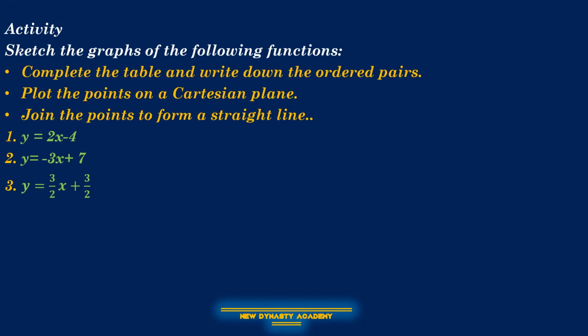Then moving forward, that is the last slide there. The last slide here, it is your activity. It reads here: sketch the graph of the following functions, complete the table and write down the ordered pairs, plot the points on the Cartesian plane, join the points to form the straight line. And those are the given examples.